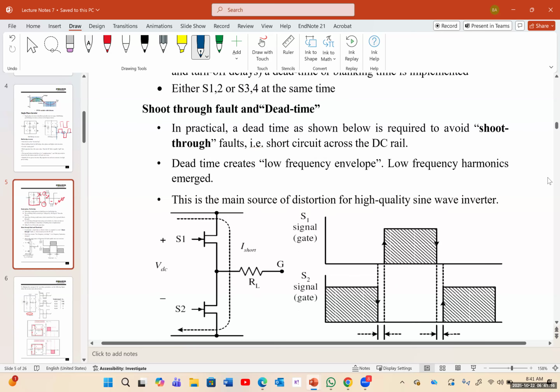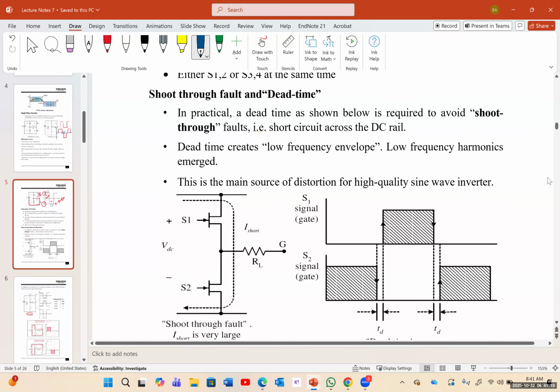So what is shoot through fault and dead time? Again, the reason that we put this small dead time is because we don't want all the switches to be turned on at the same time, because it's going to explode the system. It's going to destroy the system. In practice, a dead time as shown below is required to avoid shoot through faults, the short circuit across the DC rail. Dead time creates a low frequency envelope. Low frequency harmonics emerge. And this is the main source of distortion of high quality sine wave inverters.